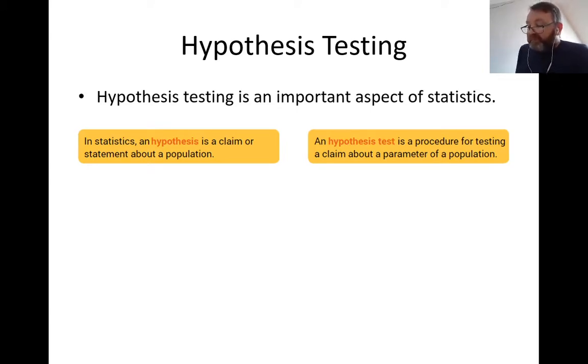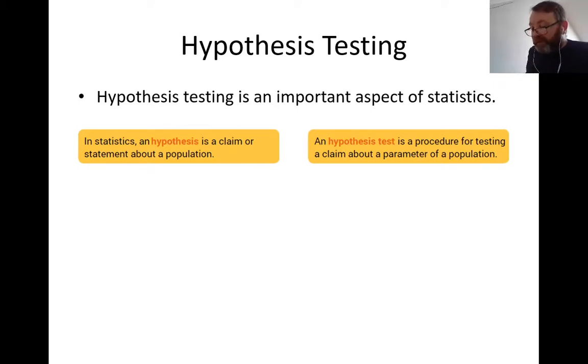A hypothesis test is a procedure for testing a claim about a parameter of a population. Now, look, it's a claim about a parameter of a population. That's all we can do. We can only get point estimates. We can't do anything else except claim something about the population. Then we use the samples to help us to back up that claim, okay? Either to retain the claim or to reject the claim. So it's a way of testing.